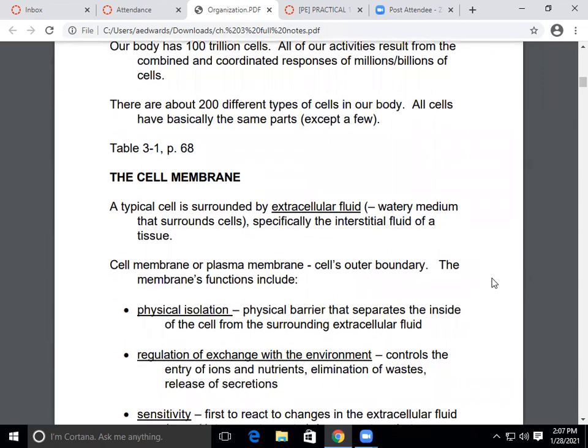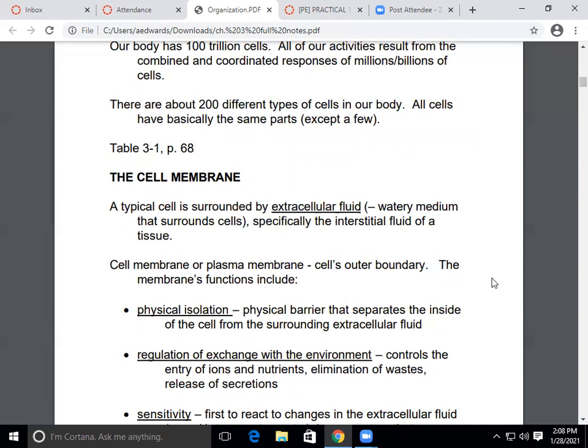All right, so body's got a lot of cells, 100 trillion. Okay, you don't see them all because they're so small, but you got over 100 trillion cells. So, you know, like they say on Austin Powers, like 1 million. You know, so you have 100 trillion cells, right? So all of our activities result from the combined and coordinated responses of these millions and billions and trillions of cells. Okay.